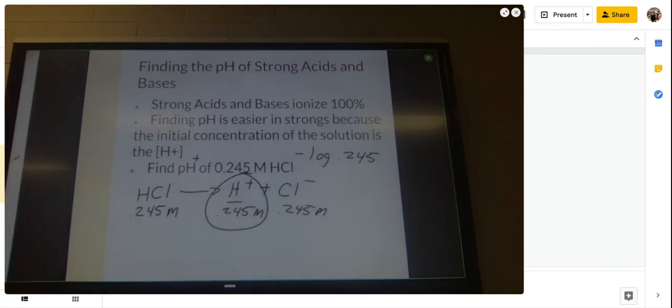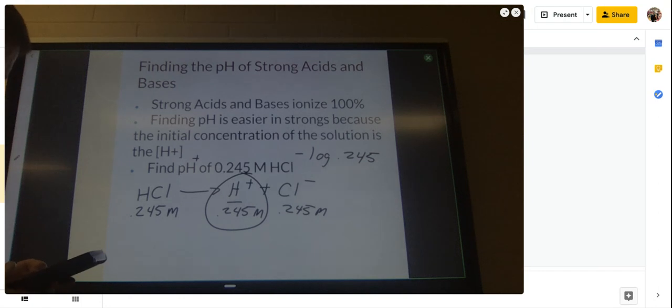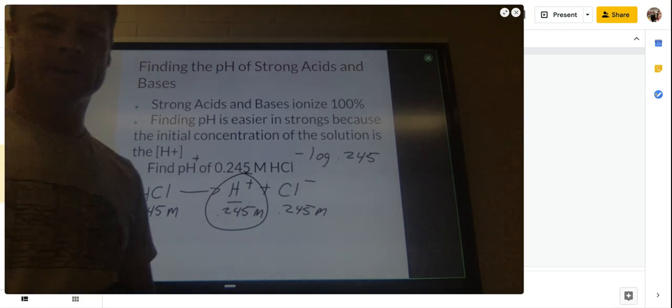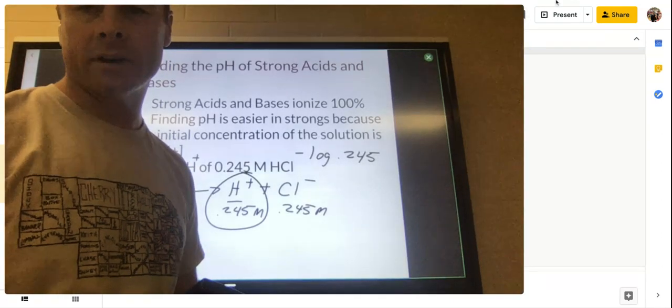Now, use your brains here. HCl is an acid, so our pH should be less than 7 if we do this right. Sometimes we forget to check that. Let me give you a second to type that in your calculator and see what you come up with.